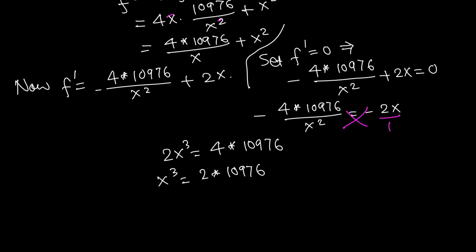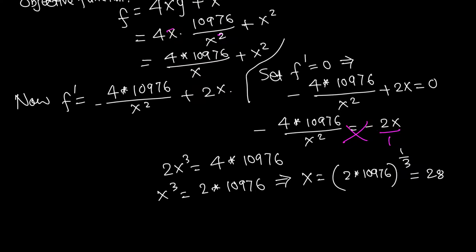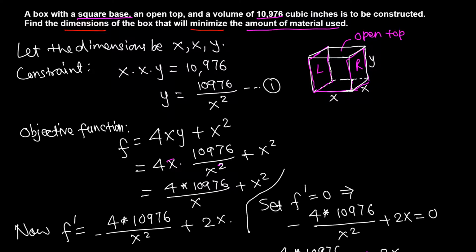Now we need to multiply, and cube means next we need to take the cube root. So x equals, cube root is the same as raised to 1/3. So 2 times 10,976, multiply and take the cube root using your calculator. It comes out to be 28. So x equals 28. In fact that's our answer, because x equals 28 will minimize the amount of material used.